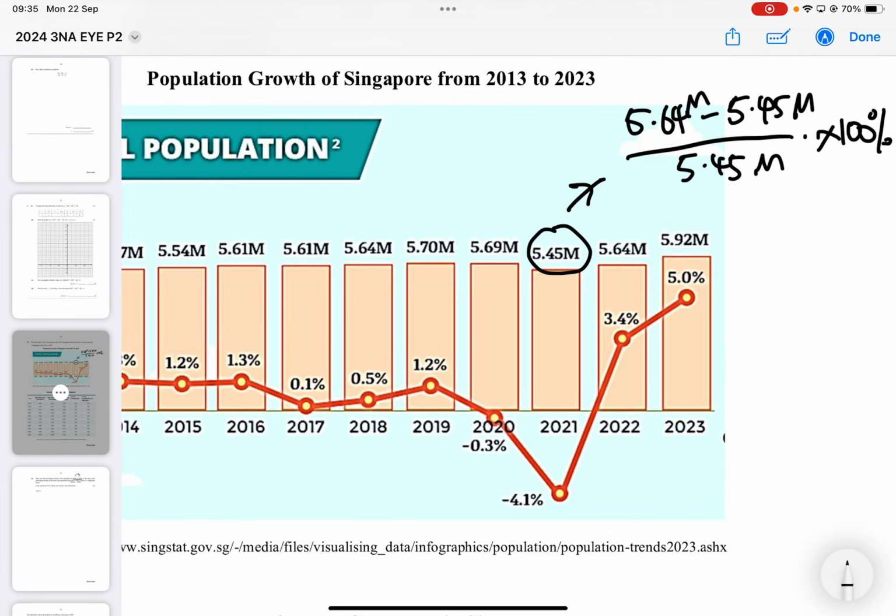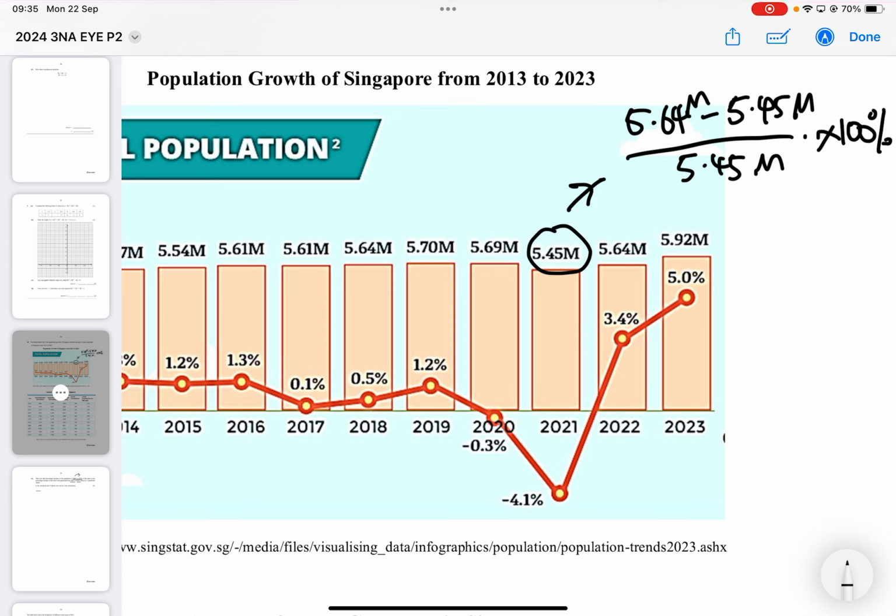Okay, so let me repeat. We want to find the percentage increase in population. So we go to this graph where they are talking about population. 2021, this is the population. 2022, this is the population. So there was an increase. Then we want to find this amount of increase in terms of percentage.